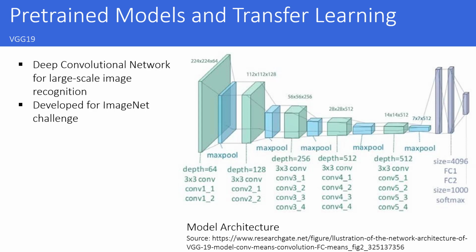One of them is VGG19. It is a deep convolutional network for large-scale image recognition and was specifically developed for the ImageNet challenge. At the right side you can see the network architecture. The images have a size of 224 times 224 and 3 channels. These are then passed to several convolutional and pooling layers, and finally there are some dense layers, and at the very top there is a layer with 1000 nodes and a softmax activation for the prediction of these 1000 classes.